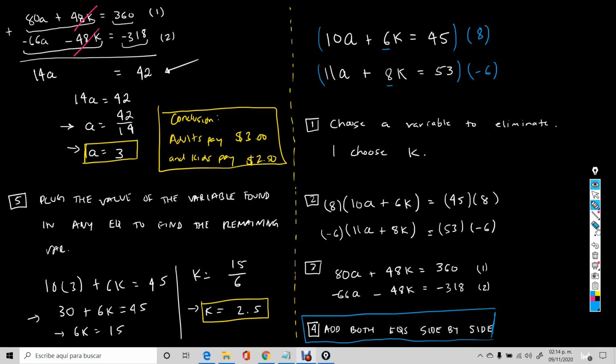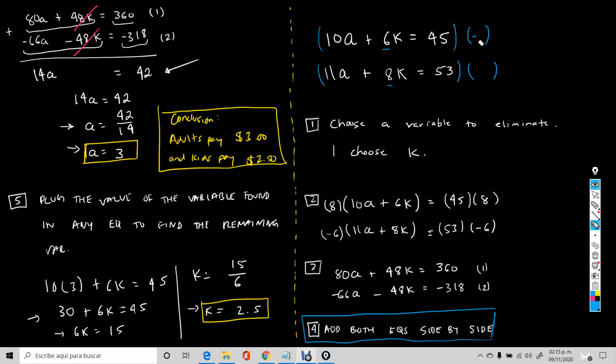Now, if you were wondering whether you can do, for example, instead of 8 and minus 6, what about minus 8? Multiply this one by minus 8 and this one by 6. You know that the negative with this one, that is perfectly okay. Perfectly okay, no problem. That is also perfectly valid.